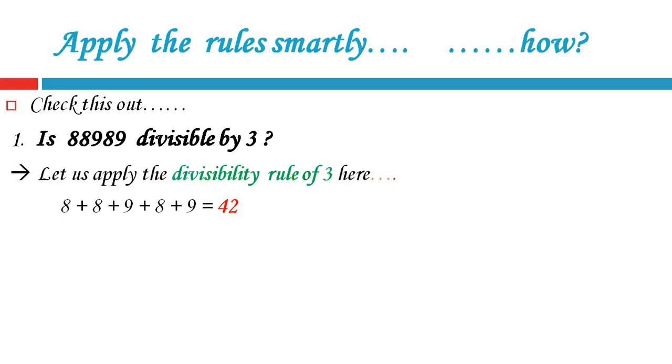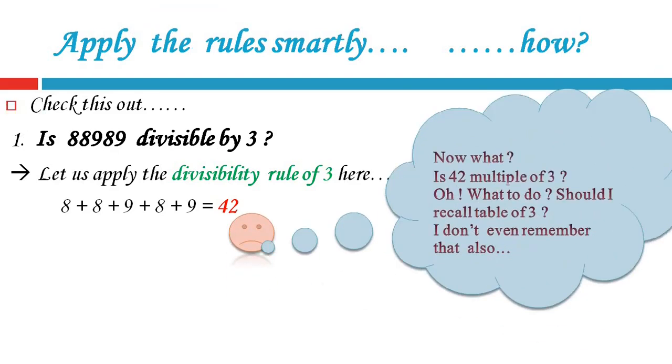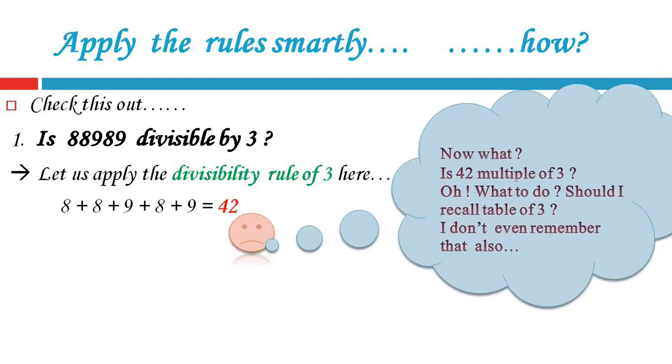The rule says you just need to add the digits to find out whether the number is divisible by 3 or not. So when I've added all the digits, the sum comes to be 42. Now there might be many students who will get stuck at this point because they will start thinking, is 42 a multiple of 3? What should I do ahead? Because they don't remember the table.